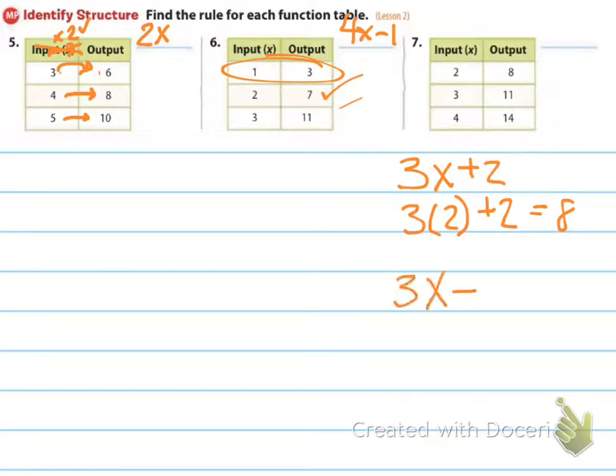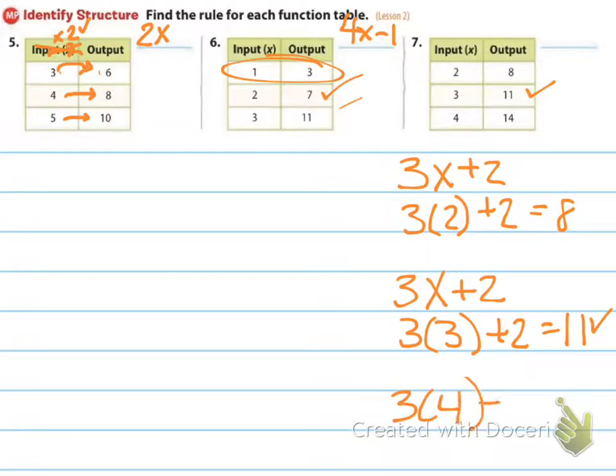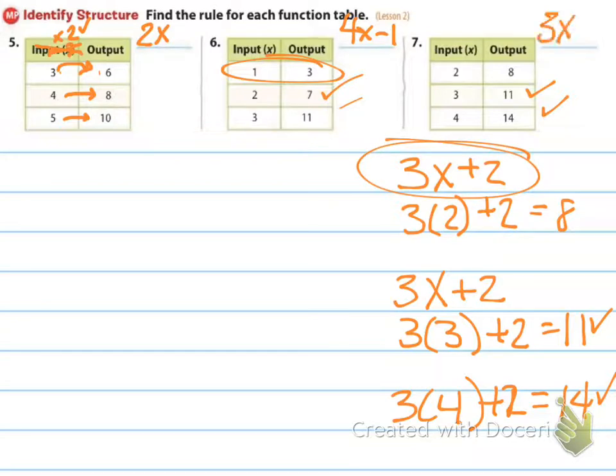So that's what's going to start. I'm going to test this out on my next one to see if it works. 3 times 3 is 9. 9 plus 2 is 11. Ooh, that works. All right, try the next one. 3 times 4 plus 2 equals, let's see, 12 plus 2 is 14. Check mark, check mark. Sure enough, 3x plus 2 is my answer. So hopefully hearing my method, even though I know that took a lot of the video time, I hope that helped you figure out how to do these.